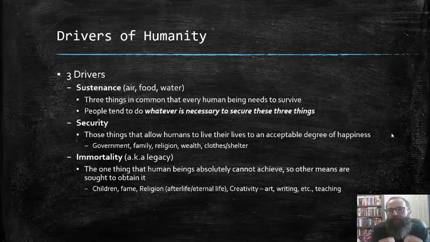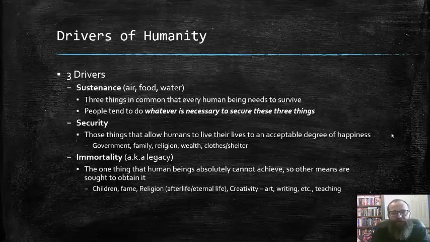Survival is instinctual within not only human beings but all animals. People tend to do whatever is necessary to secure these three things: air, food, water. And an inability to secure any one of those three things can lead to all sorts of things like violence, turmoil, etc., as humans try to regain those things that they are lacking.